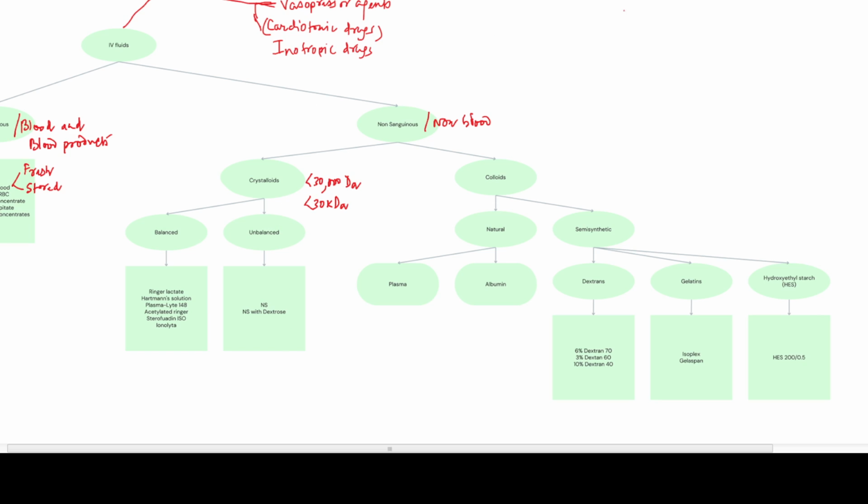So what are crystalloids? They are solutions of electrolytes. Okay, what are electrolytes? Electrolytes are soluble salts that ionize. Okay, so the non-sanguineous IV fluid example is crystalloids. Okay, so what are crystalloids? Solutions of electrolytes. Electrolytes are soluble salts which ionize in water. Okay, ionize in water.